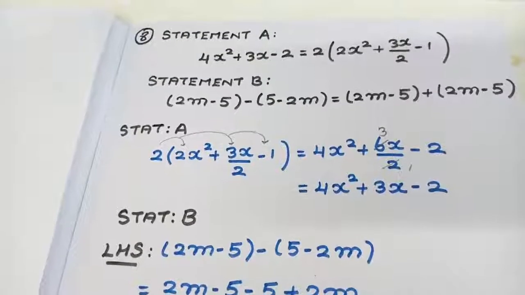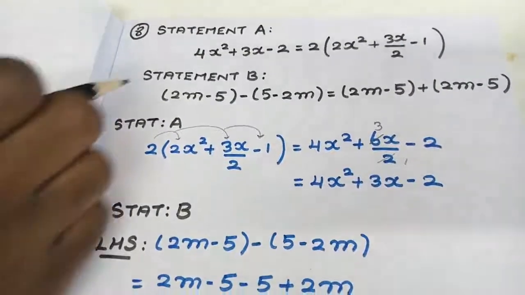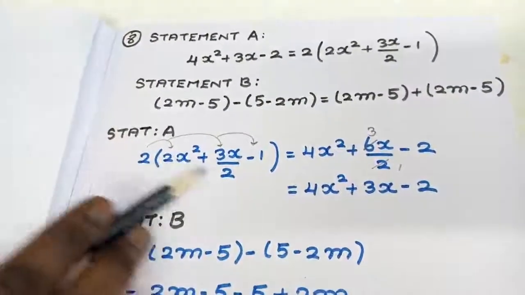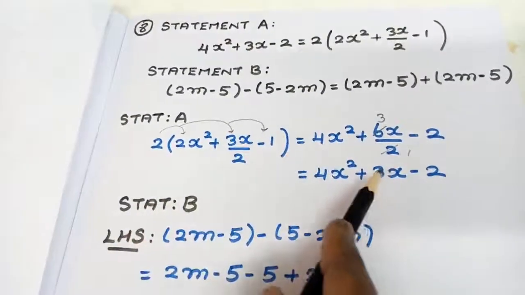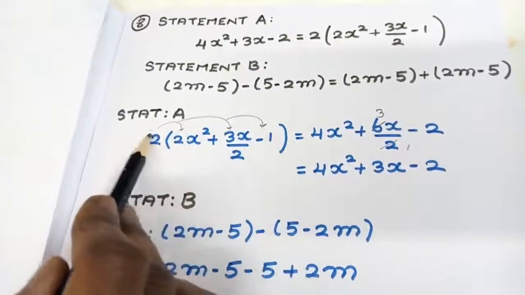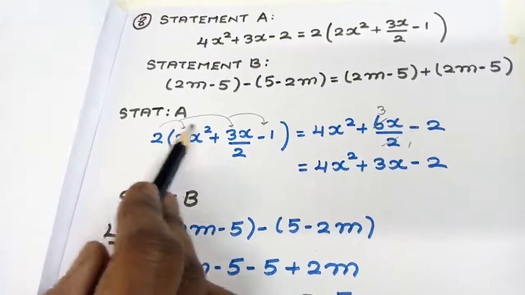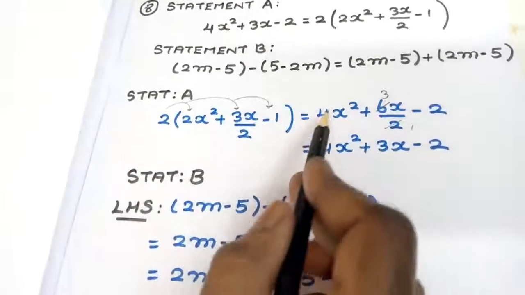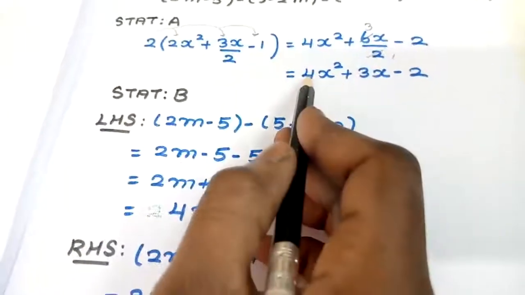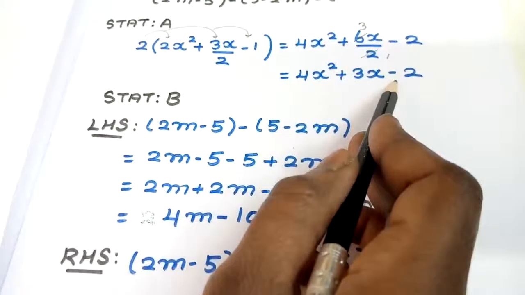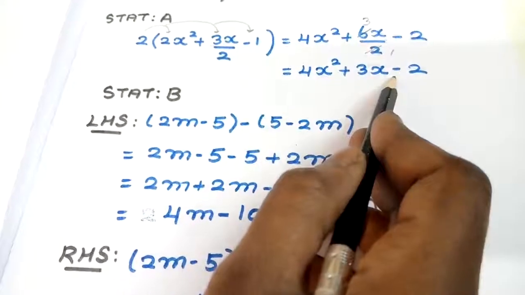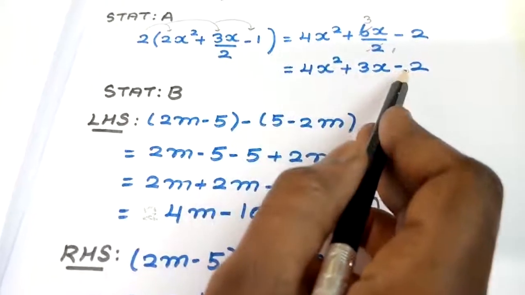Last question, question number 8, students. In this also they have given you 2 statements. I am going to take the first one. Right hand side I am going to take the value. I am going to simplify. After simplifying, 3 terms inside, in that I am going to multiply 2. After multiplying 2, I'm getting the value as 4x square plus 6x by 2 minus 2. Simplify, 4x square plus 3x minus 2. So this is the answer. Left hand side this value I am having, so automatically statement A is true.